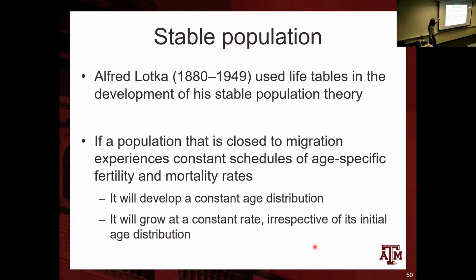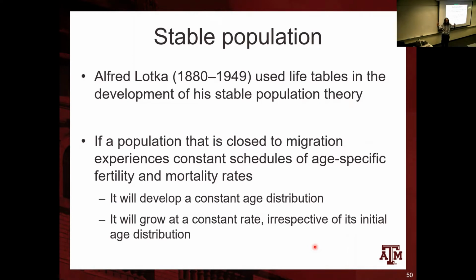So Alfred Lotka used these life tables in the development of his stable population theory. And this is what I was talking to you about, the use of life tables for population projections. The life tables here are not taking into account migration, right? It's just mortality and fertility. Where is fertility? Fertility is the little l0, the radix, the number of people born that will be exposed to the age-specific probabilities of dying.